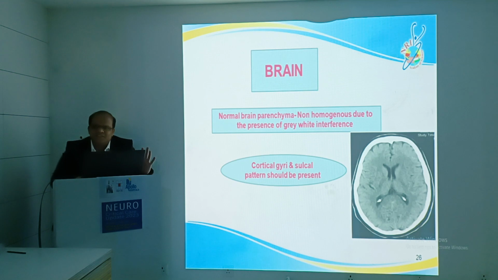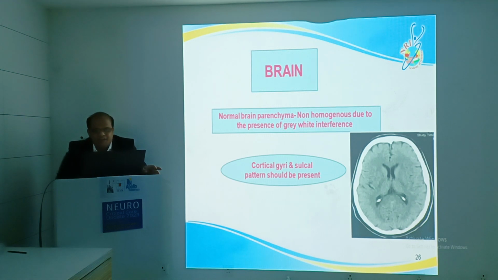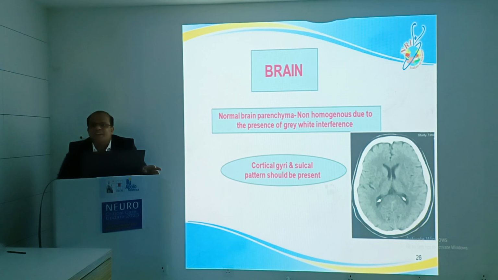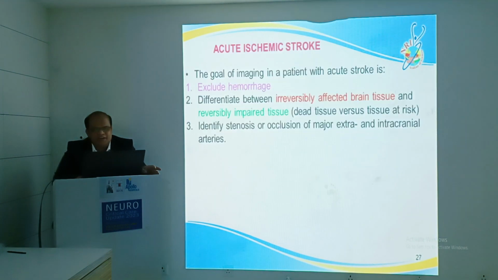After the systems, we have to go through the brain. How is the brain? The brain is a non-homogeneous structure, as we all know, because of the gray and white interface. And the cortical gyral sulcal pattern should be present. Otherwise, there is a possibility of cerebral edema, raised ICP cerebral edema.